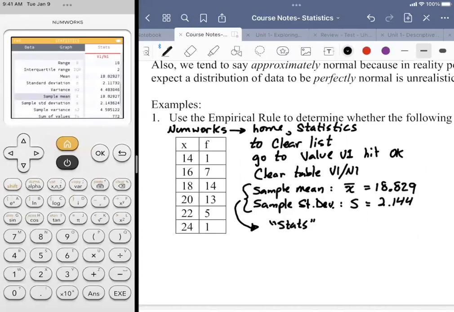Now, I'll show you in a couple of minutes how to do it on Desmos, but for now, I'm just going to say that's all we need really any kind of special type of calculator for. Everything else is just rote number crunching.